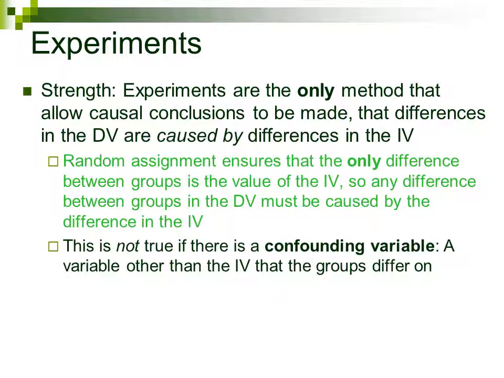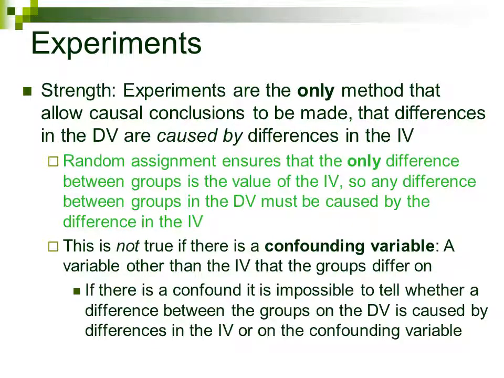However, there is one caveat. This is not true if there is a confounding variable, which is a variable other than the independent variable that the groups differ on. That is, participants might show differences in the dependent variable across the different values of the independent variable, but if participants also differ on some other variable, you can't be sure that it's the independent variable that's causing the difference. That is, if there is a confound, it is impossible to tell whether a difference between the groups on the dependent variable is caused by the difference in the independent variable or the difference on the confounding variable. The best way to demonstrate the effects of confounding variables and how when they're present you can't conclude causation is to go over an example.